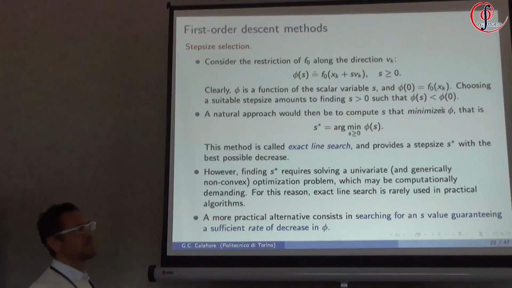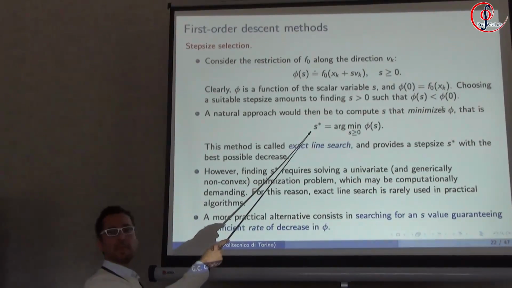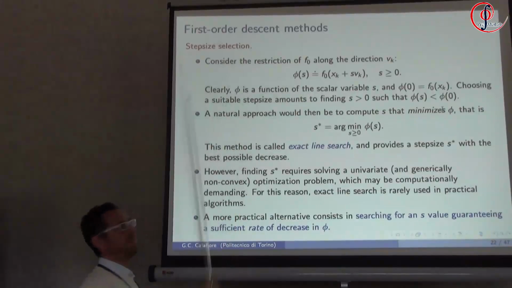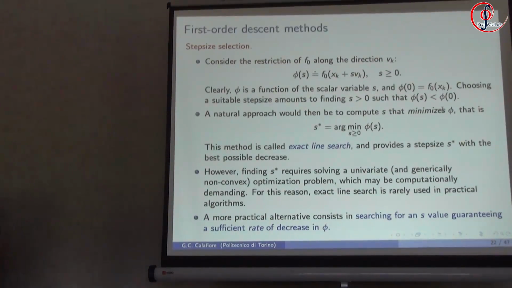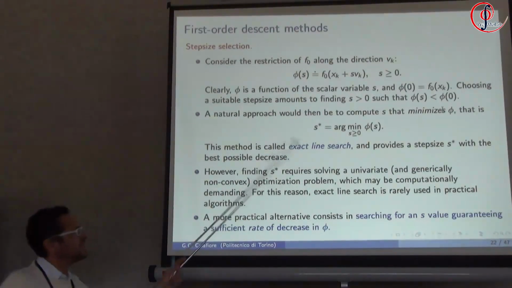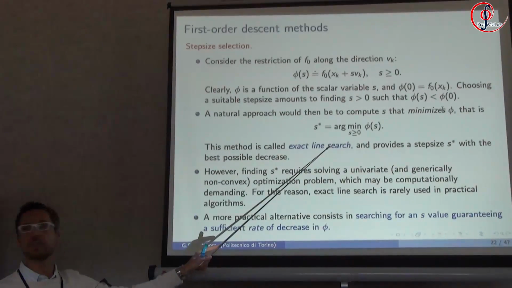So the most natural answer would be, well, okay, let us select as the step size the one that minimizes phi of s. So this is the best possible step size that we may choose at that step, because it gives the minimum of the restriction of f0. And this is indeed a valid method, and it's called exact line search.